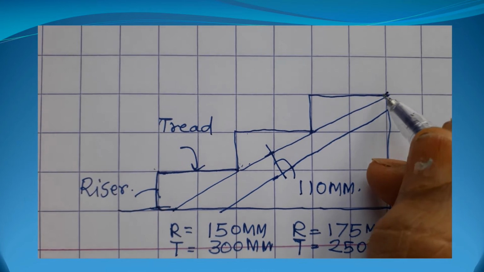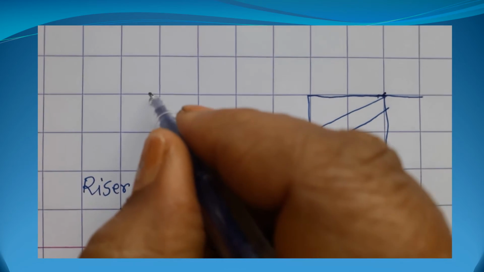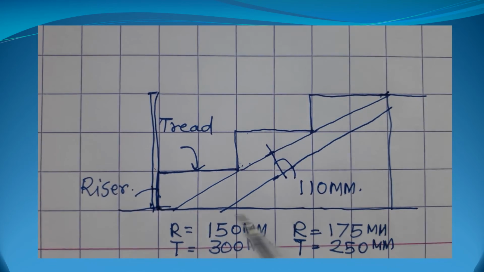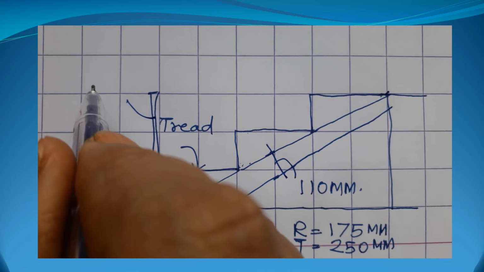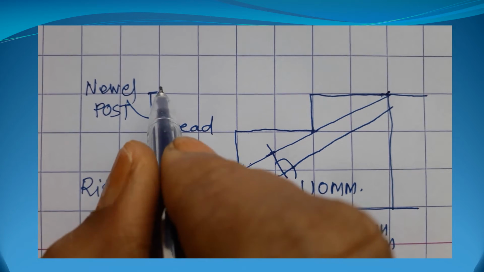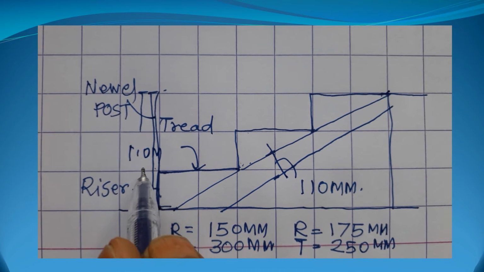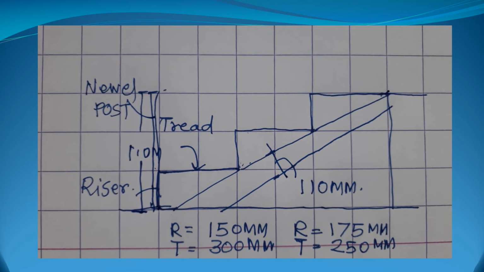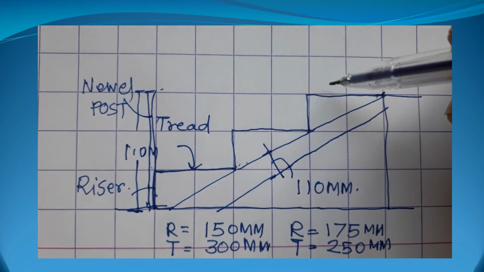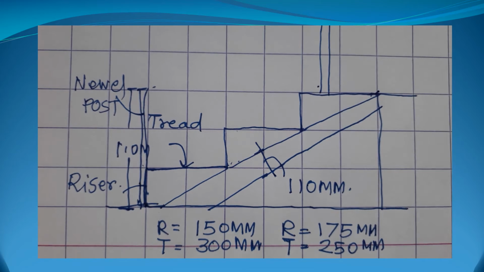Now we will draw the post. The post is the vertical support at the end of the staircase. So this is the newel post. The vertical portion will be called the newel post, and the height of the newel post will be around 0.9 to 1 meter from the floor level. Draw the same newel post at the end of the steps also. In this way we draw the newel post.